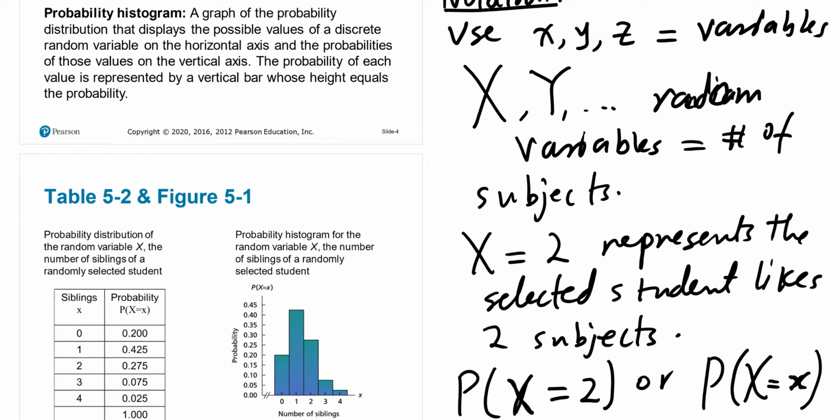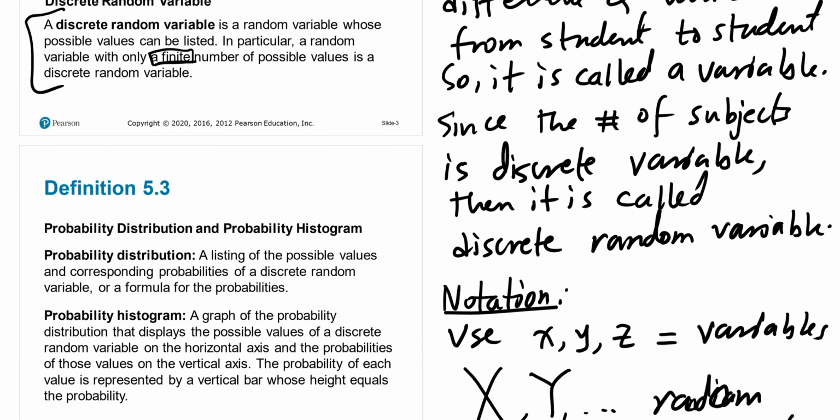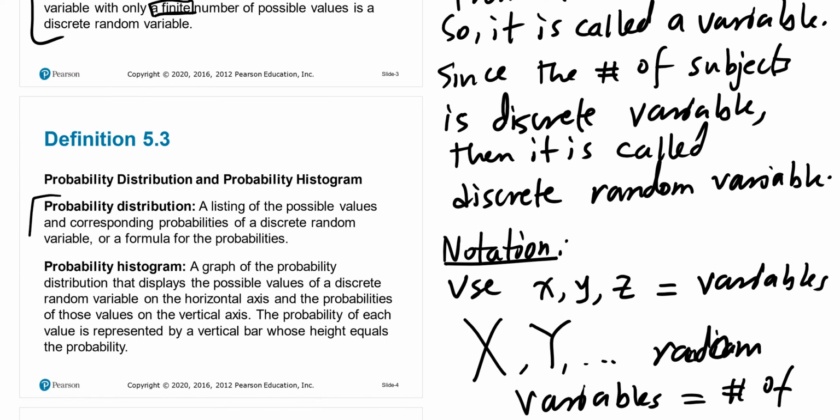Now after talking about variables, random variables, and discrete random variables, we have another thing to introduce here. It is called probability distribution. So a probability distribution is basically a listing of possible values and their corresponding probabilities for a discrete random variable. And I'll show an example of this in a minute. Now from a probability distribution we will be able to construct what we call a probability histogram. So in the probability histogram, in the horizontal axis we list down the possible values of the discrete random variable.